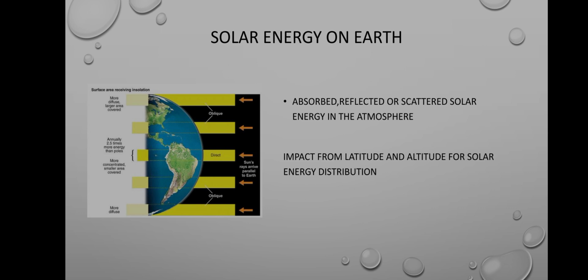So, why is solar energy so important to us? Earth's primary source of energy is radiant energy from the sun. The intensity of solar radiation that a location receives depends on a variety of factors. These factors include latitude, altitude, season, time of day, cloud cover and so forth. Now, of all the radiation emitted from the sun that reaches Earth's surface, a lot of it is absorbed, reflected or scattered in the atmosphere.